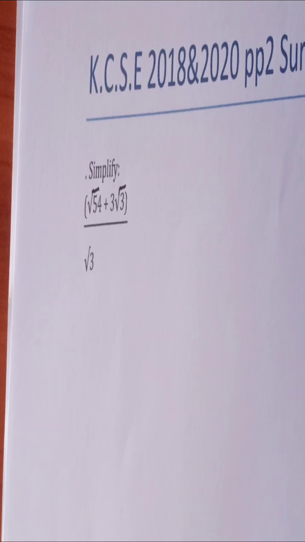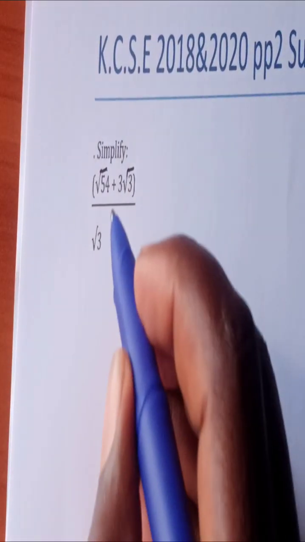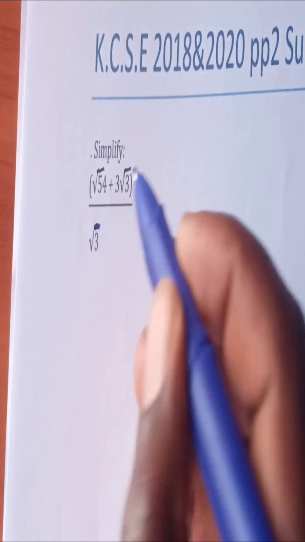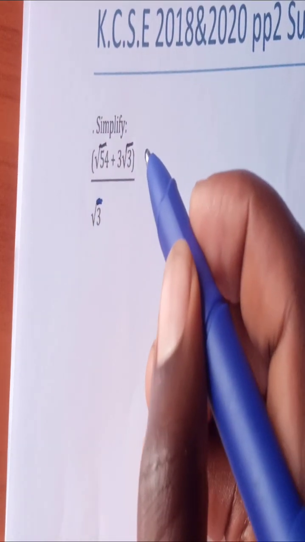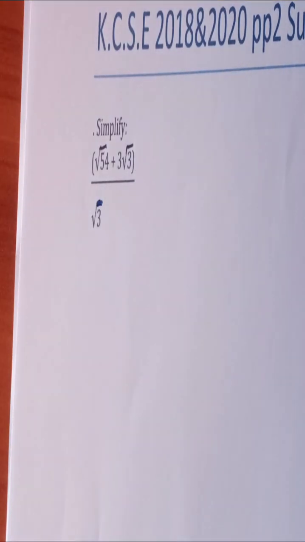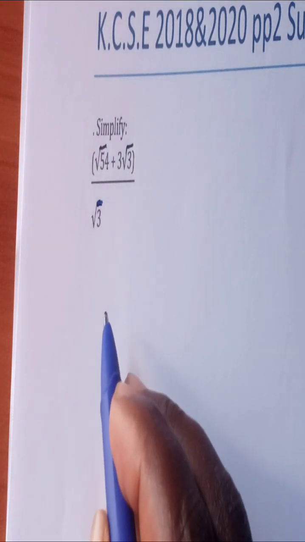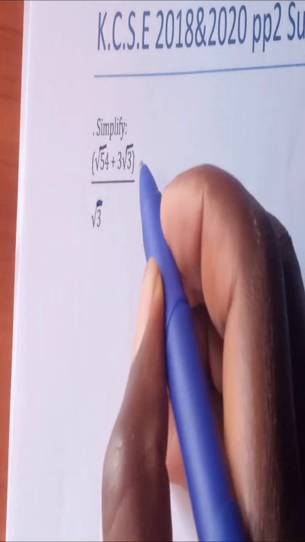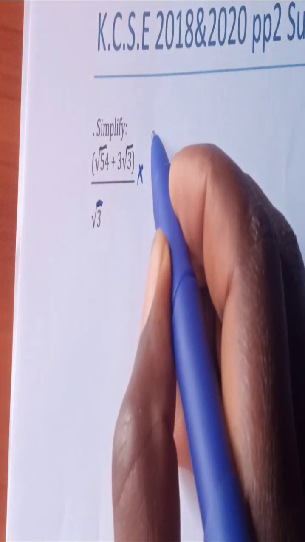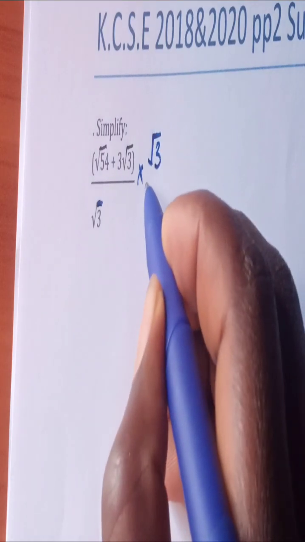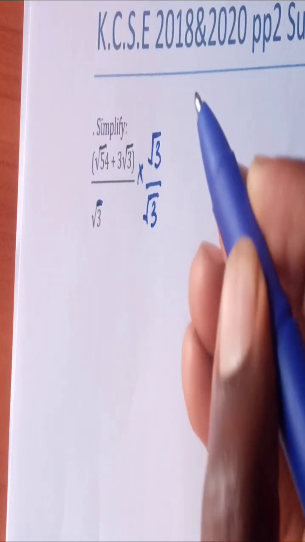Now, the first question reads: root 54 plus 3 root 3, over root 3. That is what we have, and you have been told to simplify it. The first thing we are going to do is multiply on both sides by root 3.